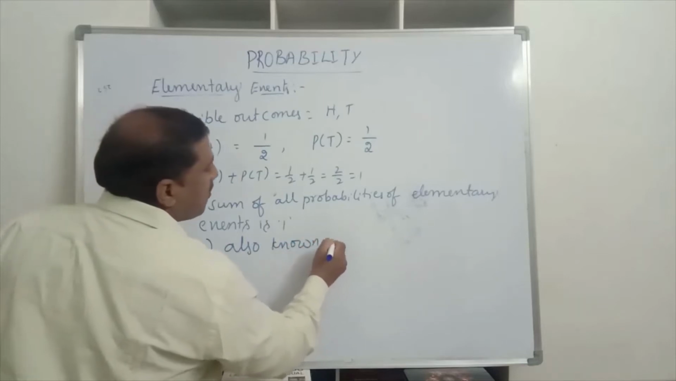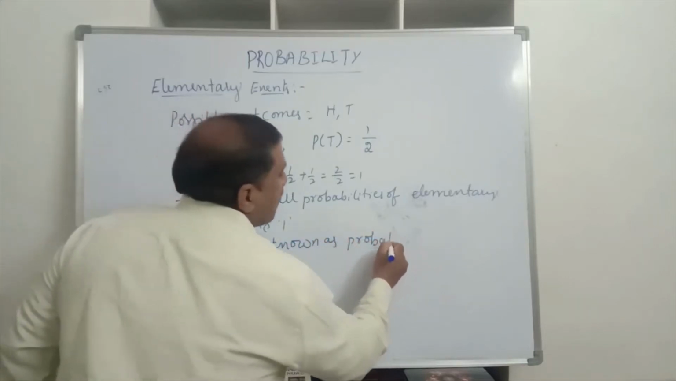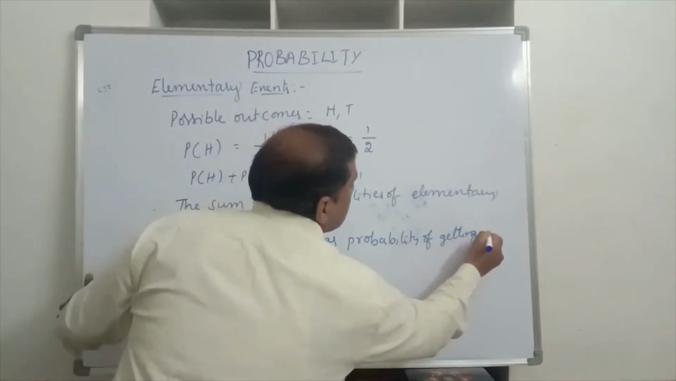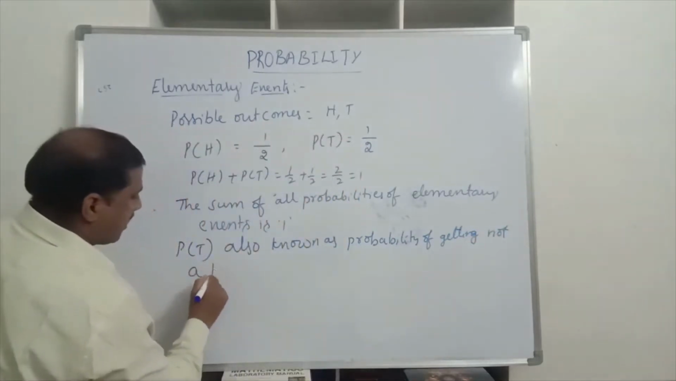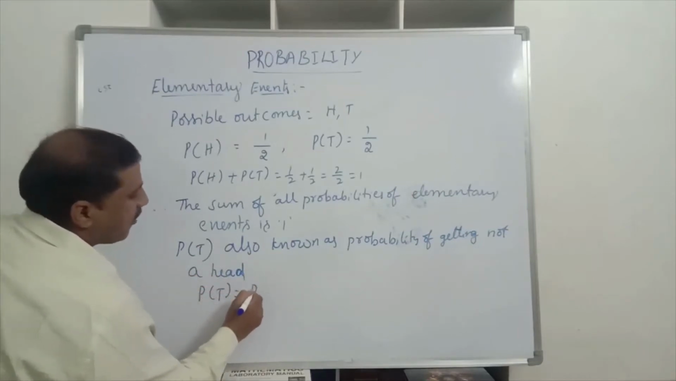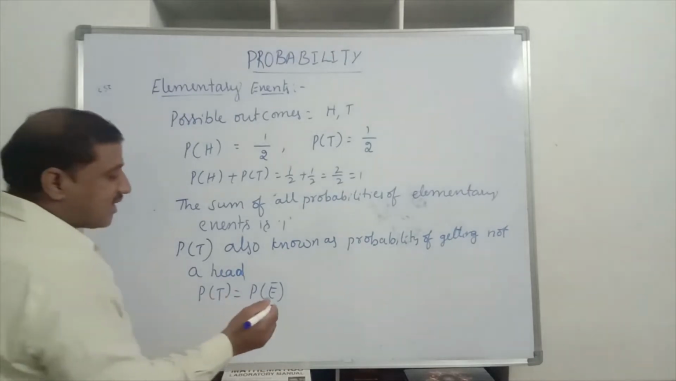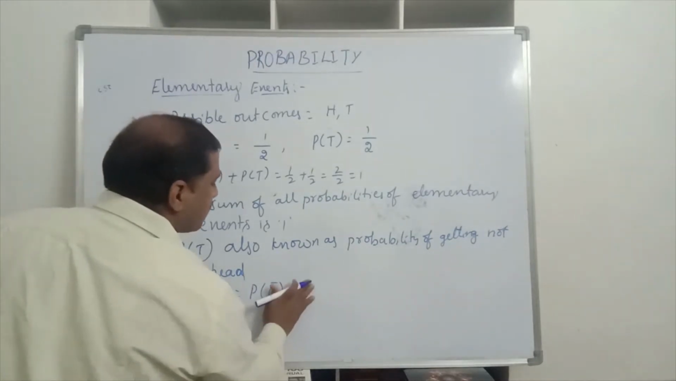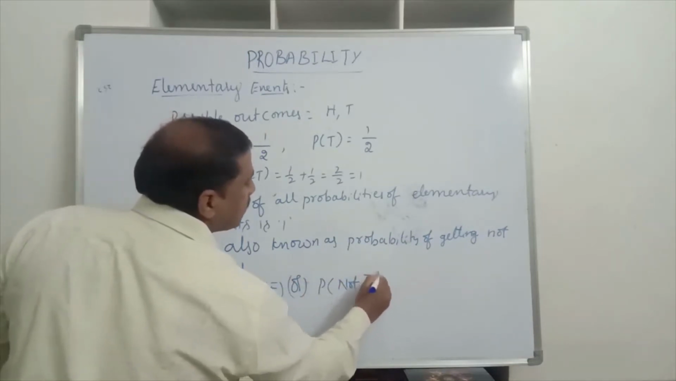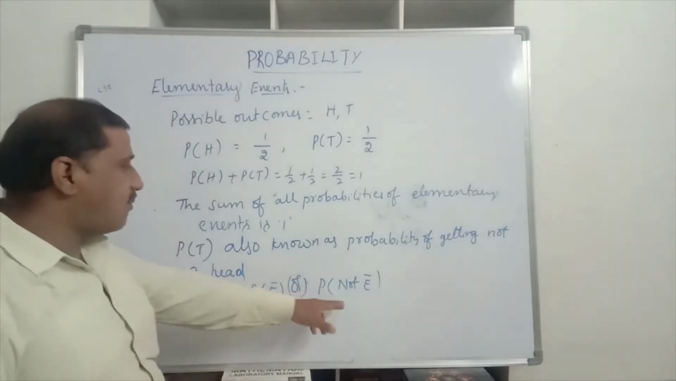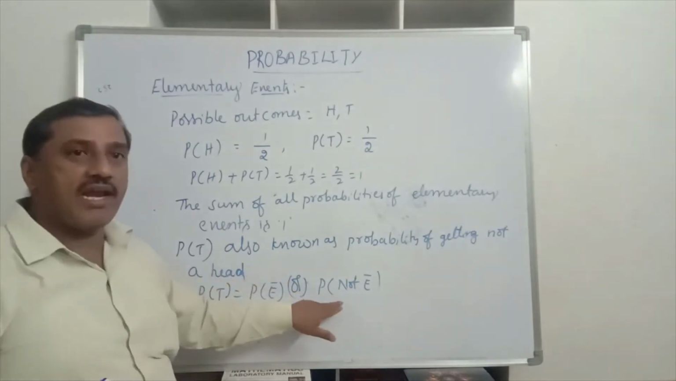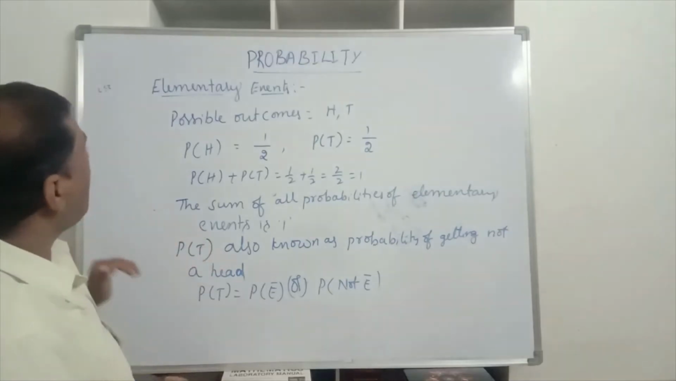So P of T can also be called the probability of getting not a head. This can be represented as P of E bar, where the bar represents not E, so we can write in words P of not E. These elements are known as complementary elements.